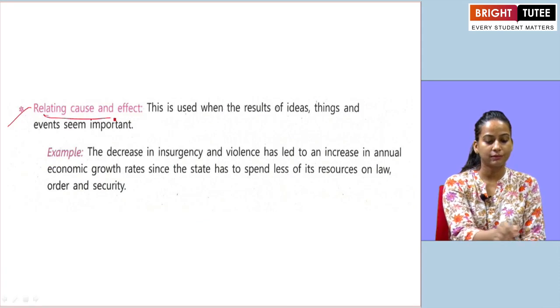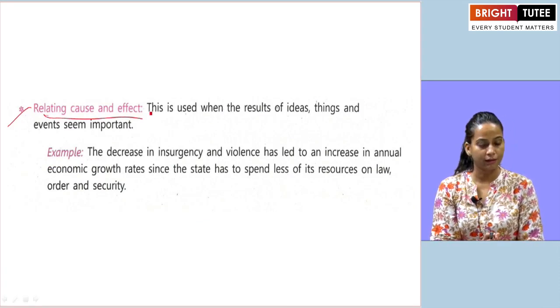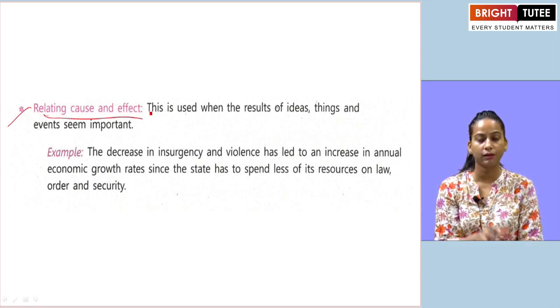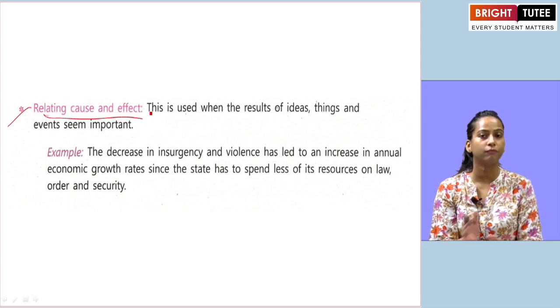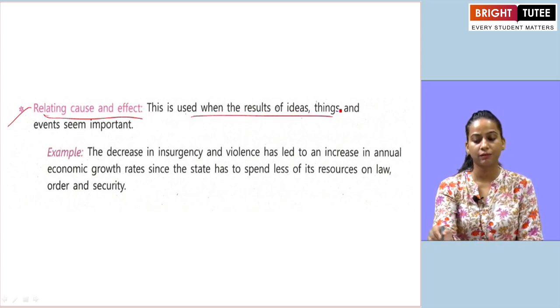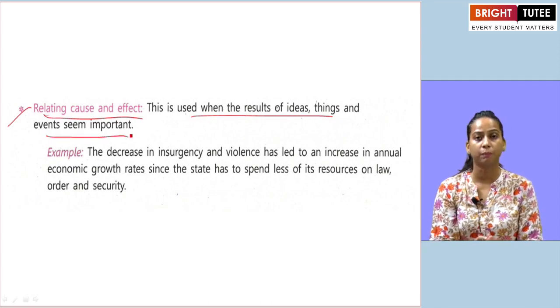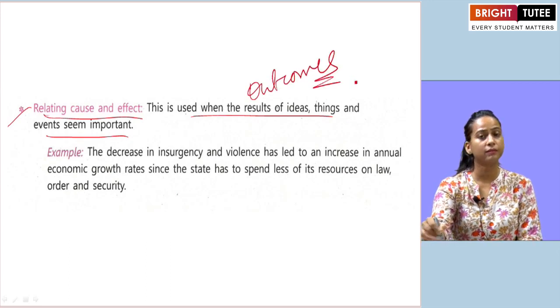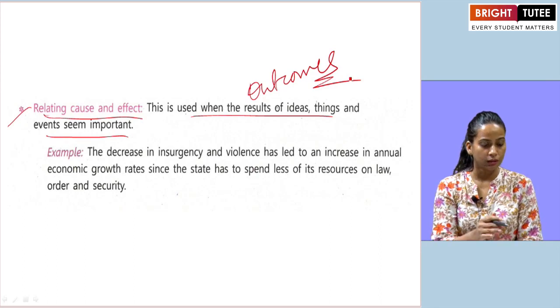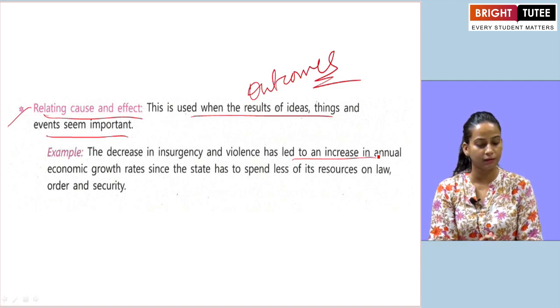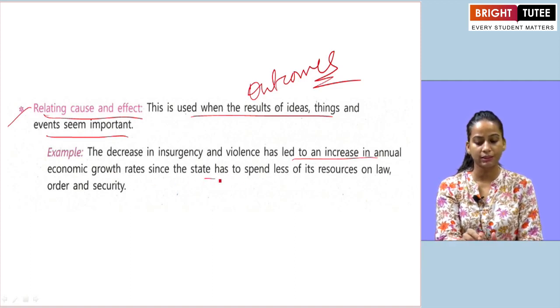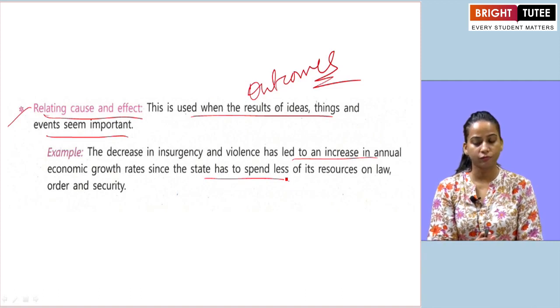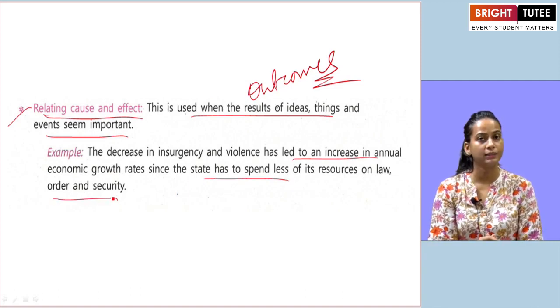Relating cause and effect. This is another technique or pattern used by the writers, where they talk about a cause and its effect. They give a situation, and after that they mention the impact or the effect of that. This is used when the result of ideas, things and events seems important, when they want to focus on the outcomes or the result of the ideas they have used. For example, the decrease in insurgency and violence has led to an increase in annual growth rate since the state has to spend less of its resources on law and order and security.